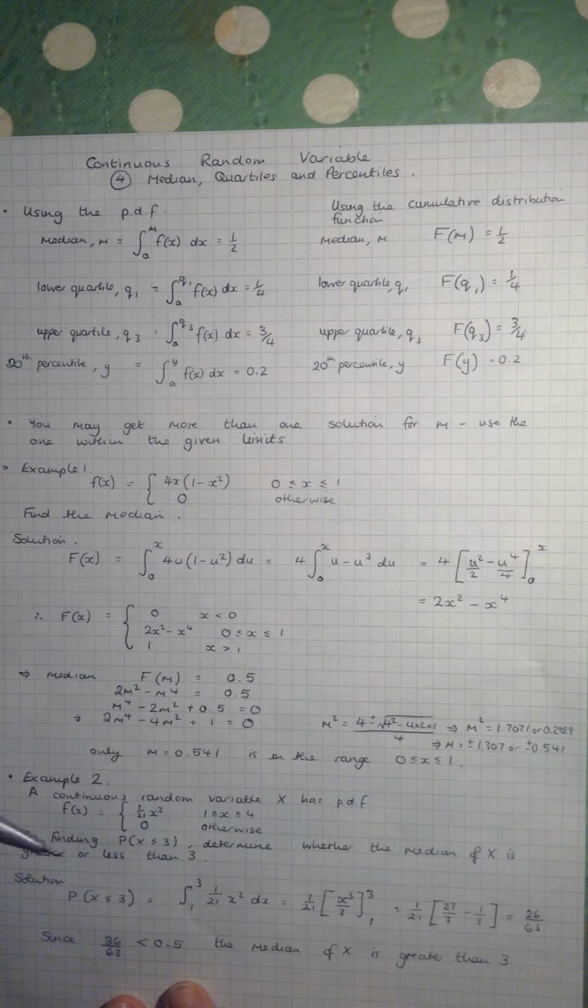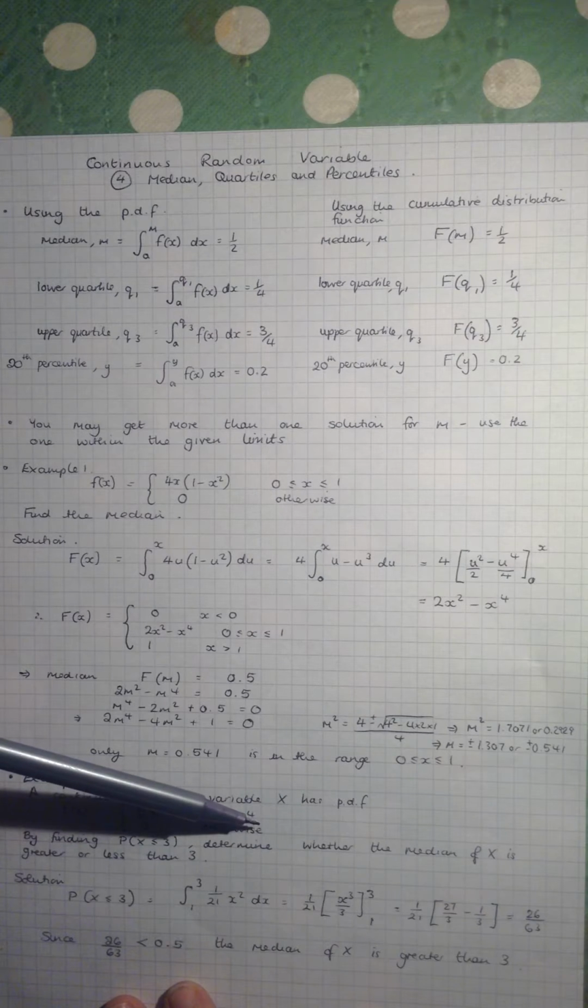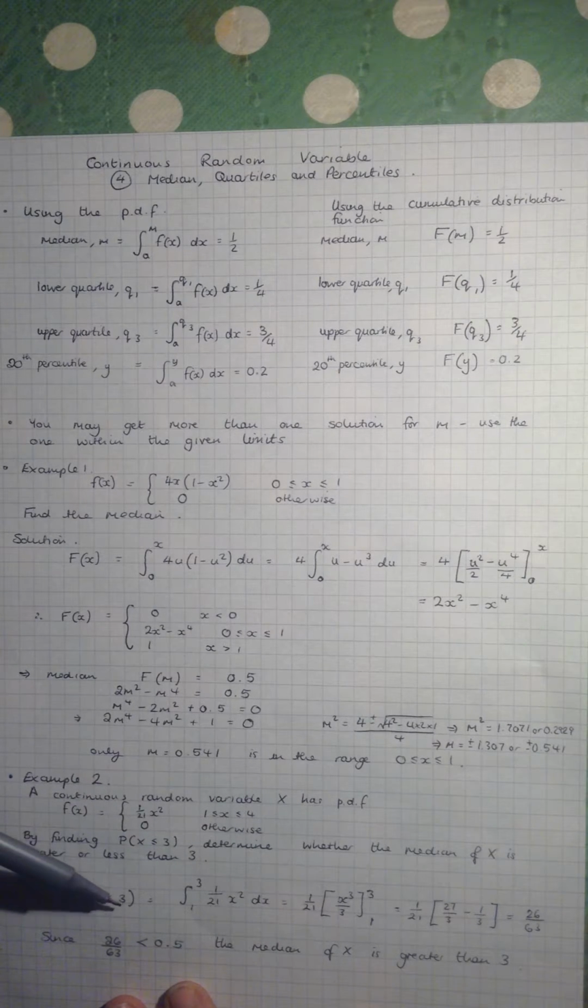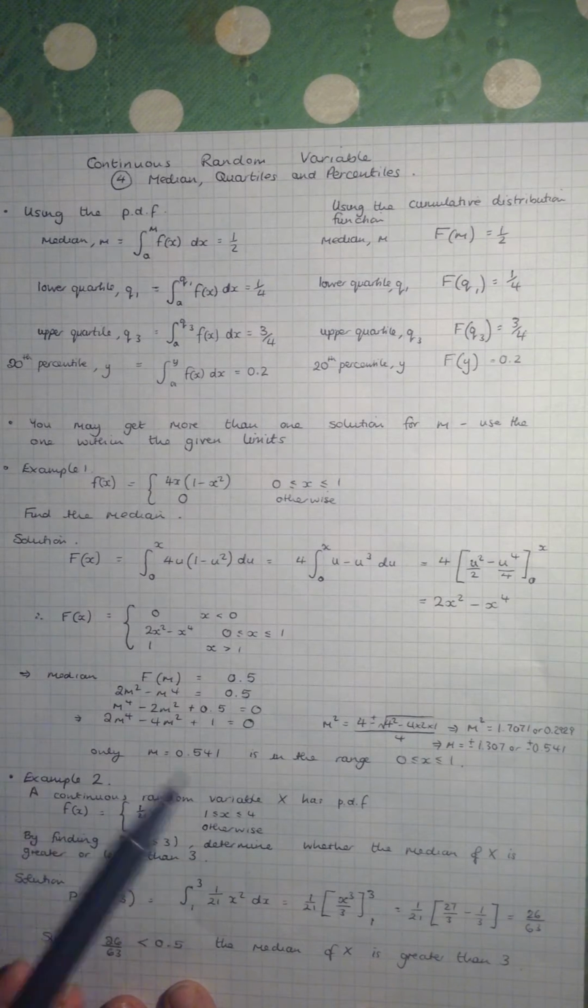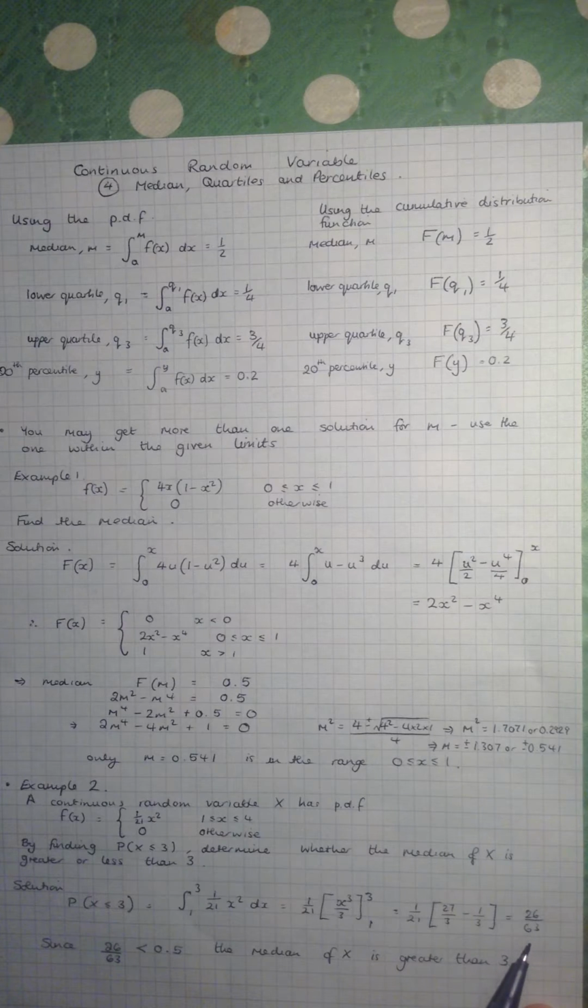So if you look at the probability density function of 1 over 21 times x squared for x lying between 1 and 4, if we want the probability x is less than 3, integrate between 1 and 3, 1 over 21 times x squared dx, and that all comes out to 26 over 63. Because 26 over 63 is less than 0.5, or less than halfway through the data, then the median of x has to be more than 3. Because 3 is less than halfway through the data, so the median must be more than 3.